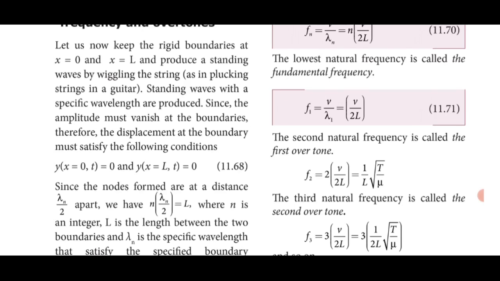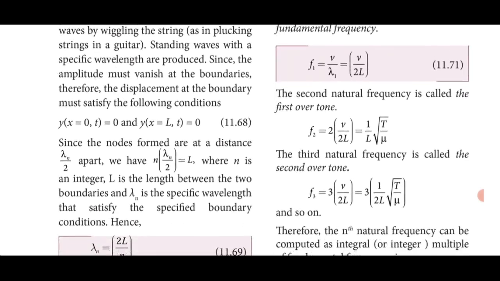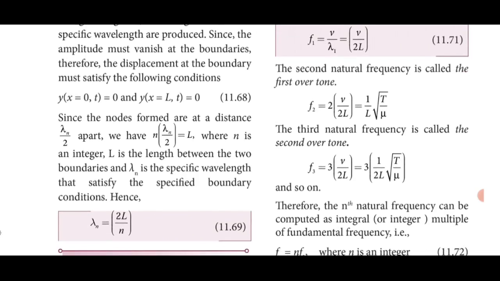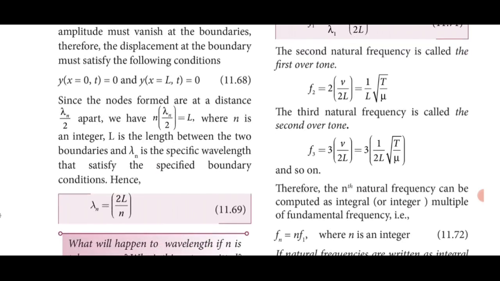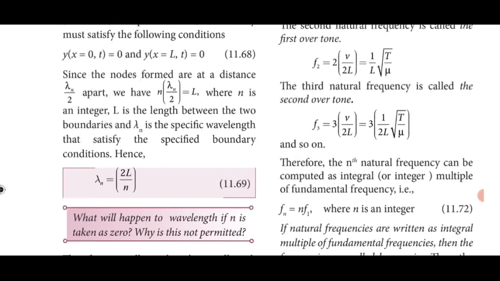Now it produces standing waves by plucking the string, like plucking the strings of a guitar. So standing waves with specific wavelengths are produced. The amplitude must vanish at the boundaries. Therefore the displacement at the boundary must satisfy the following conditions: y of x equal to 0 comma t is equal to 0, and also y of x equal to L comma t is equal to 0.